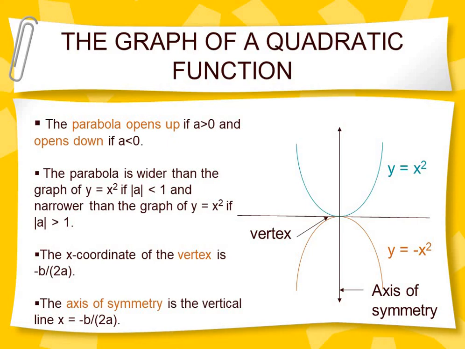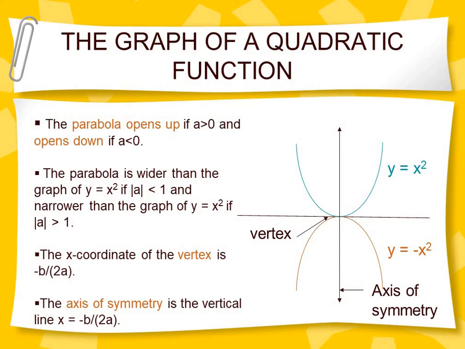The width of this parabola will be more than that of a parabola whose coefficient of x squared, which is a, is more than 1. So as you can see, as the absolute value of the coefficient increases, the width of the parabola decreases. And we will discuss that more in the book.